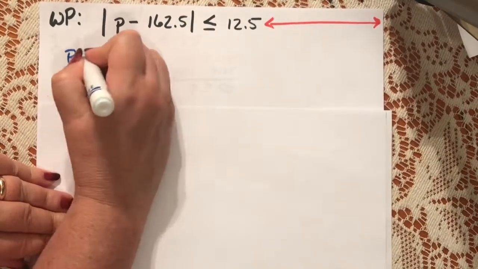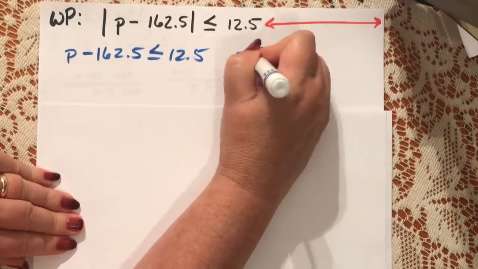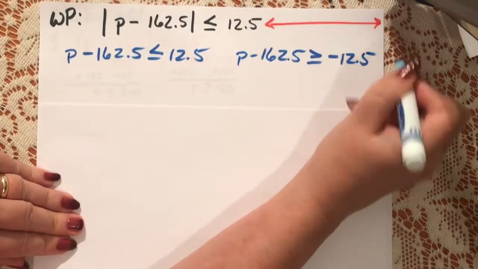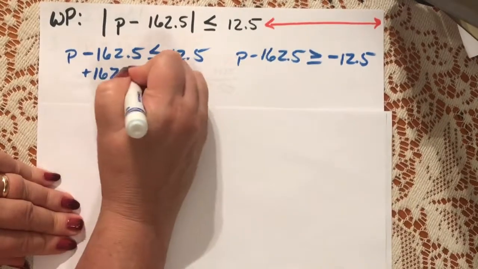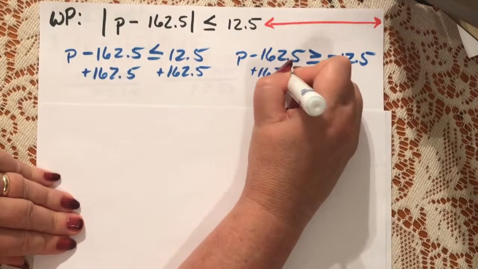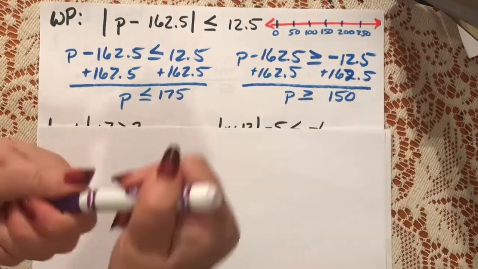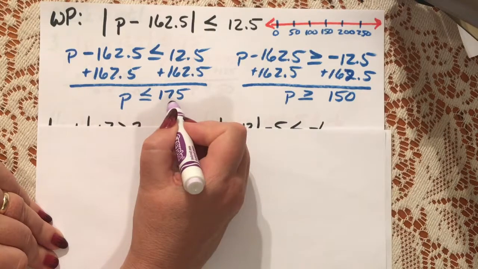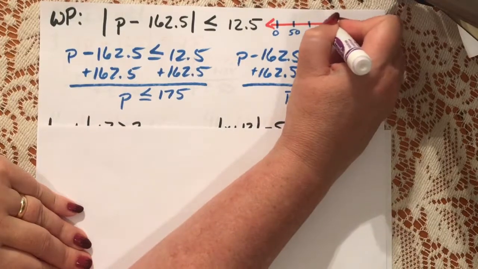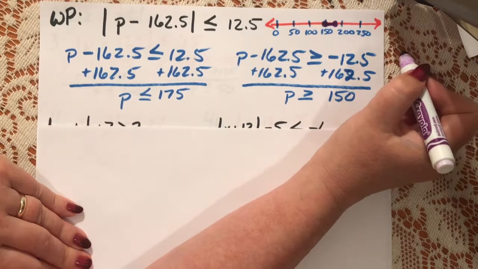So we're going to set this up to be P minus 162.5 is less than or equal to 12.5, and P minus 162.5 is greater than or equal to negative 12.5. And we're going to solve this problem by adding 162.5 to both sides of both equations. So we end up with P is smaller than or equal to 175, and P is larger than or equal to 150. So we have two closed circles, one on 150, one on 175, and P comes in between the two.